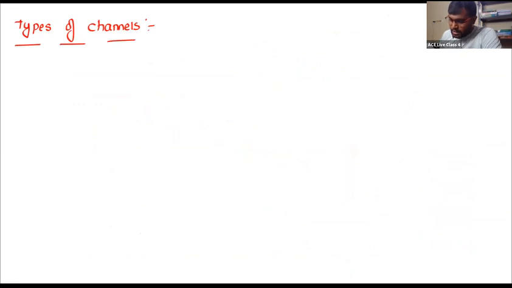Okay. So now here comes types of channels. Types of channels. So number 1, prismatic channel. Prismatic channels. So what is meant by prismatic channel?